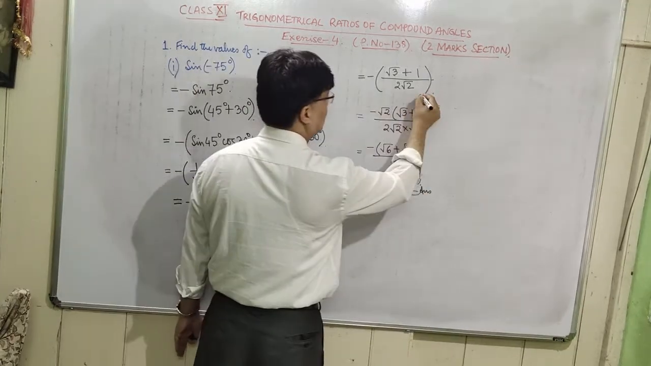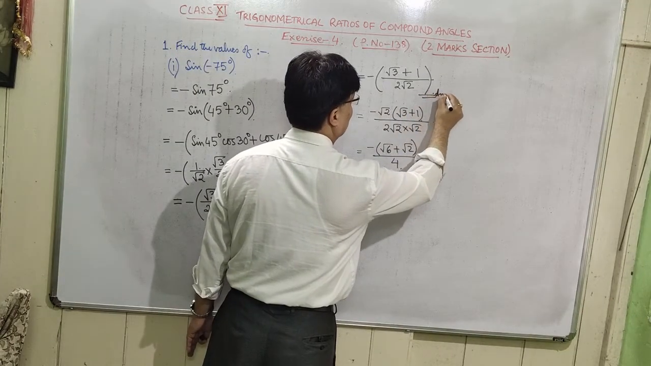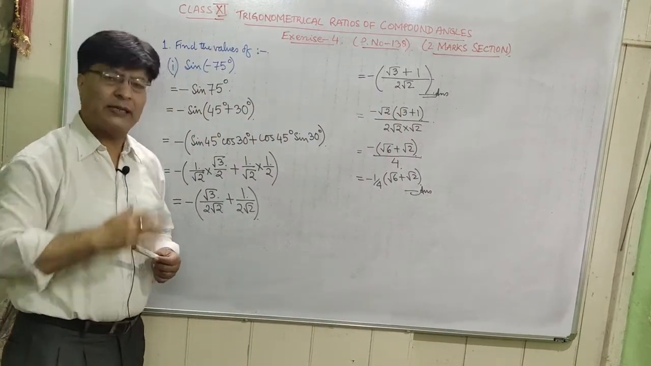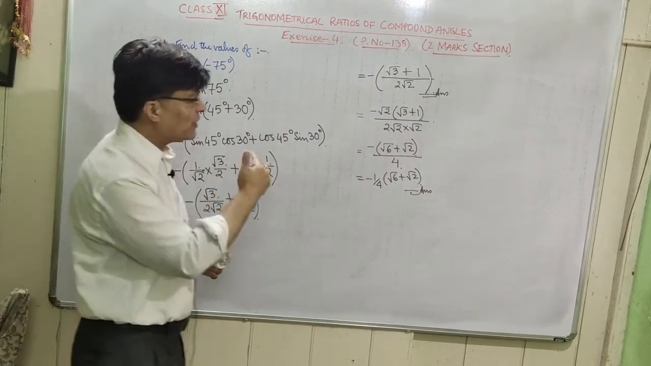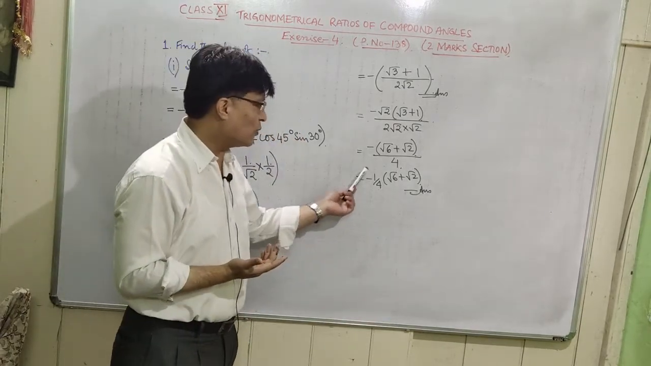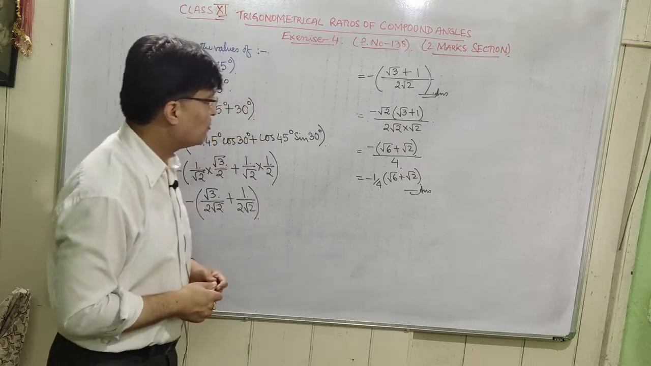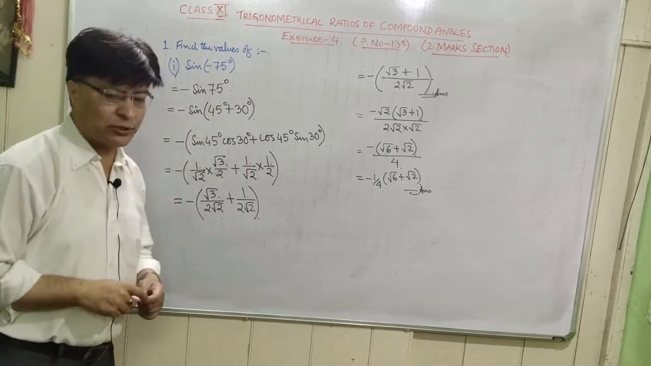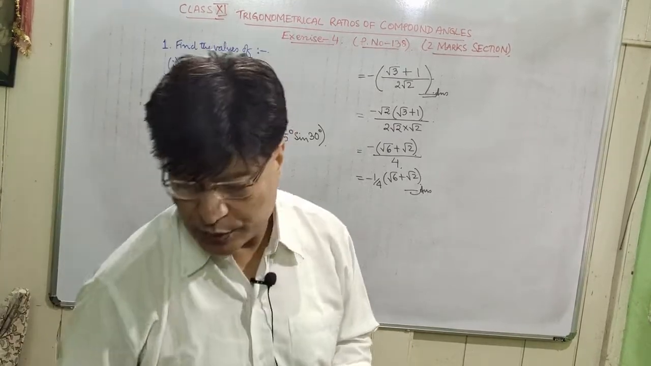You may keep the answer as it is also. This is also the correct answer, that is minus within bracket root 3 plus 1 divided by 2 root 2. Or you may rationalize the denominator and get the answer in the form minus 1/4 within bracket root 6 plus root 2. Is that clear? I think you have understood it, so you can copy it. Now we'll do the next question.